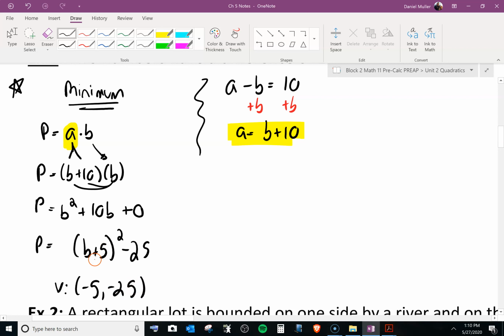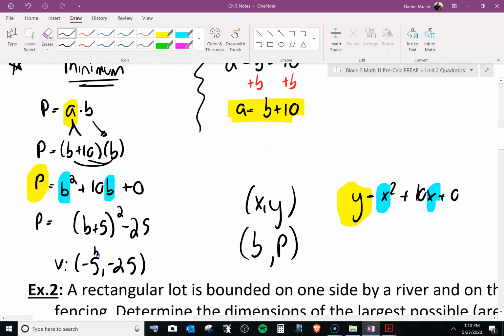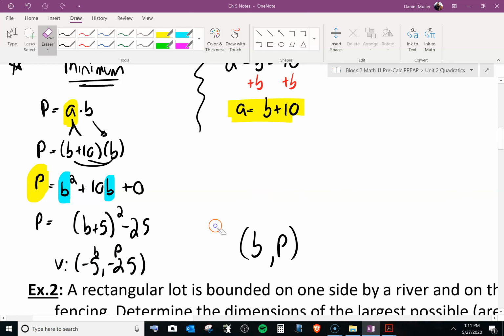Remember, you have to change the sign on the inside. Now normally points are x comma y. That's how we write them, but that's usually when we have y equals x squared plus 10x plus 0. Here I don't have a y. My y is p, so my y must be p. And my x is b. So in my formula, this is my b and this is my p. So my b is -5. So my b value is -5.